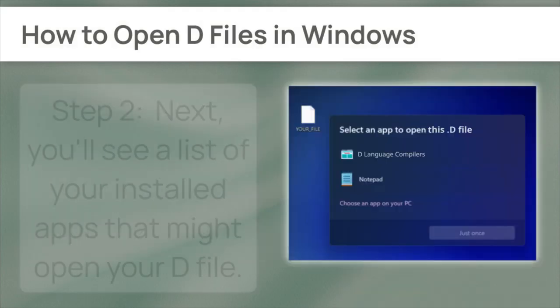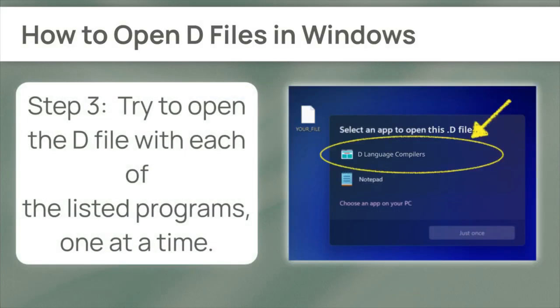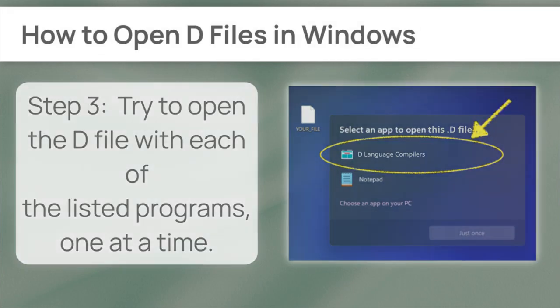Right-click your D file and select Open With. If D Language Compilers is installed, test that now. If not, choose another program. We need to check every possibility.